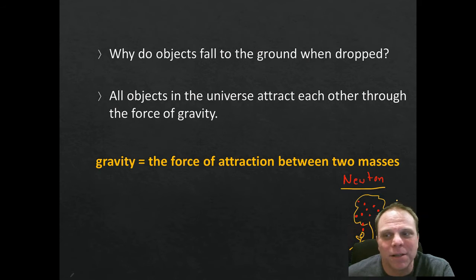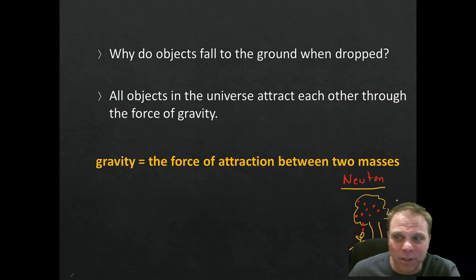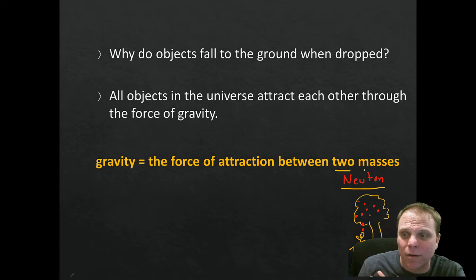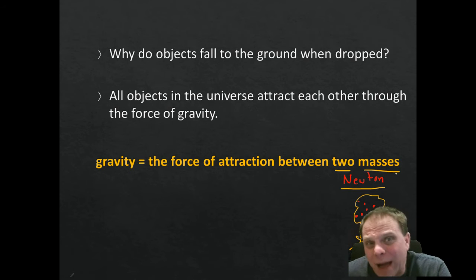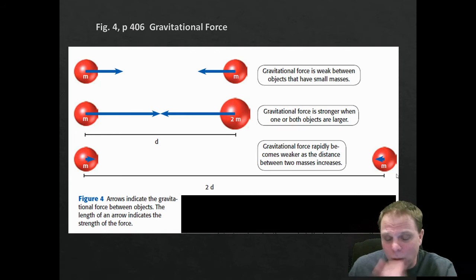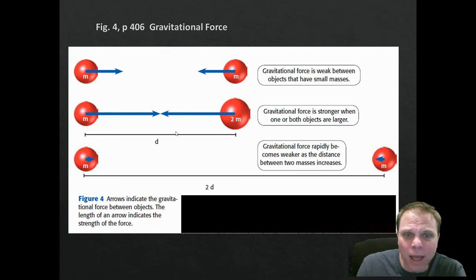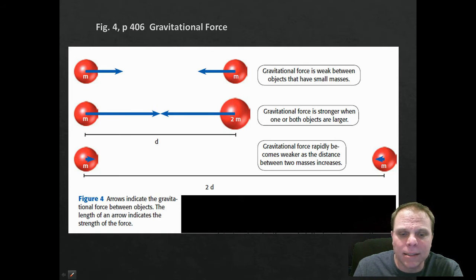So all objects in the universe are attracted to each other through the force of gravity. Objects that have mass are going to be attracted to each other. Basically, if you have any two masses in the universe, those objects are going to be attracted to each other. Now, the degree of attraction is going to have a lot to do with two big factors. One of them is the size of the mass.